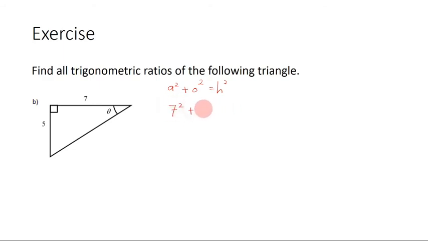plus 5 squared. So we want to find h squared. So h, or hypotenuse, is equal to square root of 74.